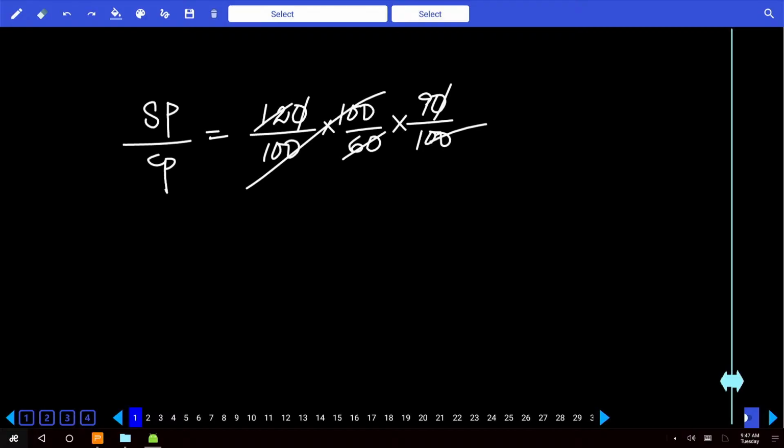12, 5 times. This is equal to 9 by 5. So cost price is 5. Selling price is 9. Profit or loss? Profit. How much? 4 upon 5, meaning 4 by 5. Done.